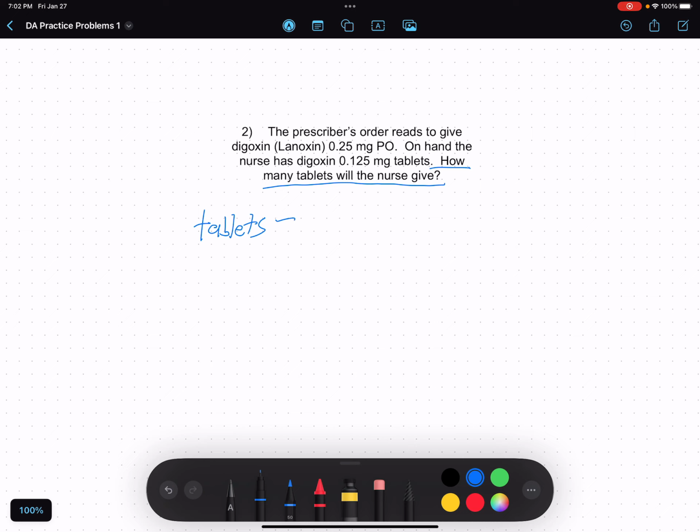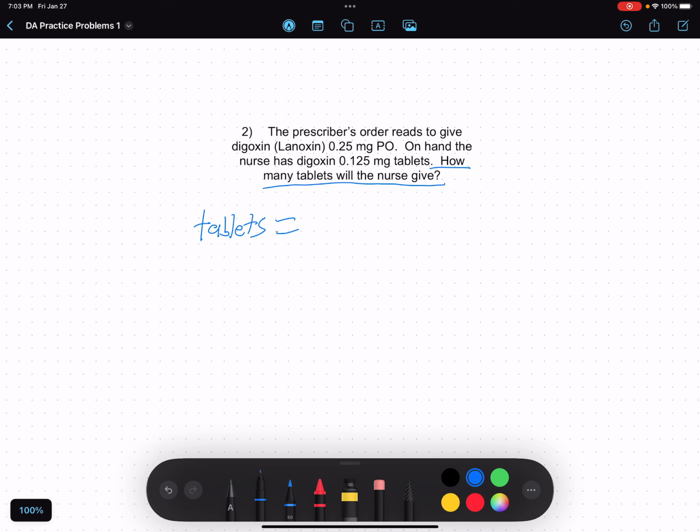All right, and that's the equals. So now we're going to look at what we're going to start with. And just like with every other DA style question, the first number we're going to write at the top of our first fraction has the unit that we want. So we know that we want tablets. So at the top, we're going to use tablets. Using the information that we have in the question, we know that we have 0.125 milligram tablets.